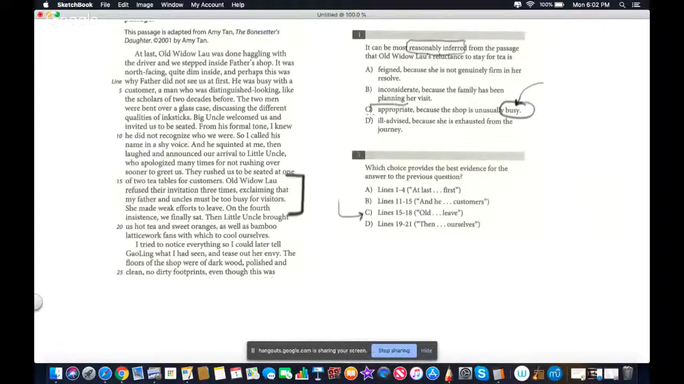And appropriate, because what this old lady's doing is being polite. She's like, oh, no. You're too busy to have me right now. But the question becomes, if you fall in love, let me try to draw a heart here. I'm not the best artist, but if you fall in love with these words, appropriate and busy, then just make sure the rest of it makes sense. Namely, is the shop unusually busy?